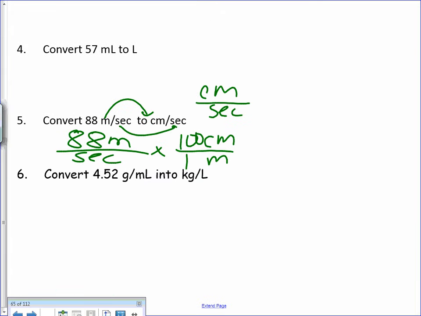all you're seeing now is that meters and meters cancel, seconds stays, centimeters stay. So what's my final unit? Units? Good. And so then 88 times 100, 8,800. How many sig figs in our final problem? Answer.